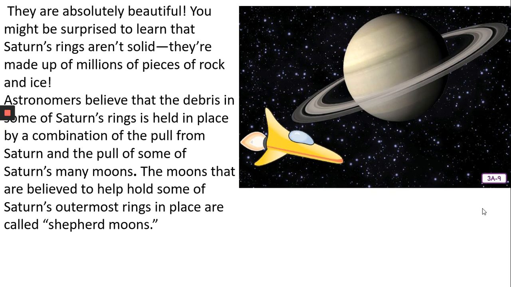They are absolutely beautiful. You might be surprised to learn that Saturn's rings aren't solid. They're made up of millions of pieces of rock and ice. Astronomers believe the debris in some of Saturn's rings is held in place by a combination of the pull from Saturn and the pull from Saturn's many moons. The moons that are believed to help hold some of Saturn's outermost rings in place are called shepherd moons.